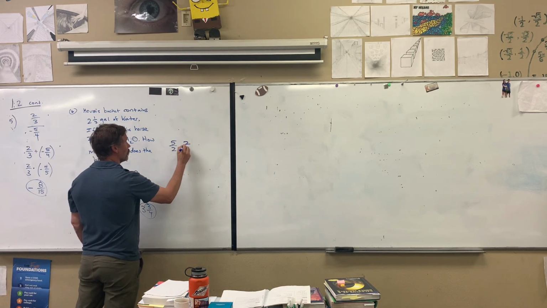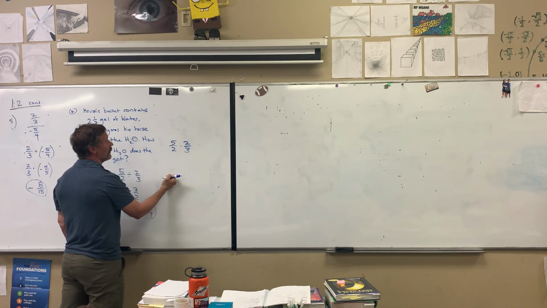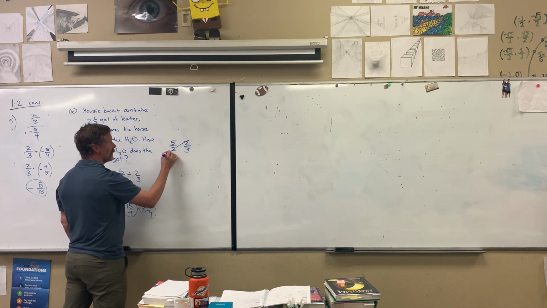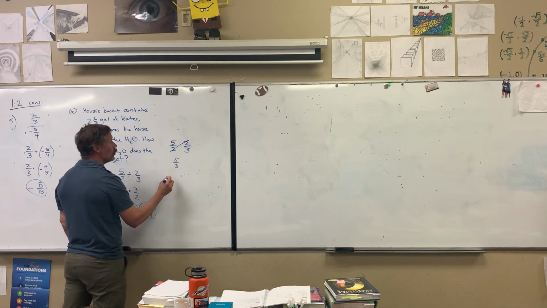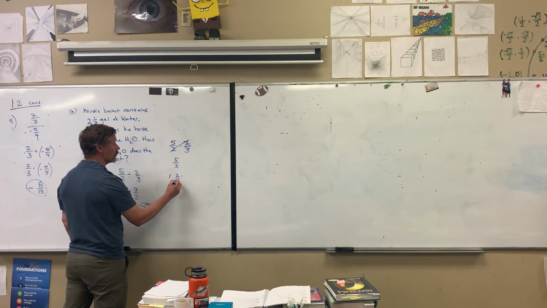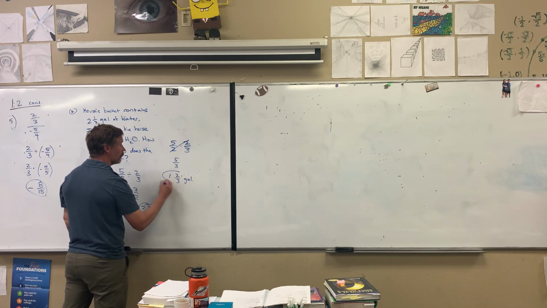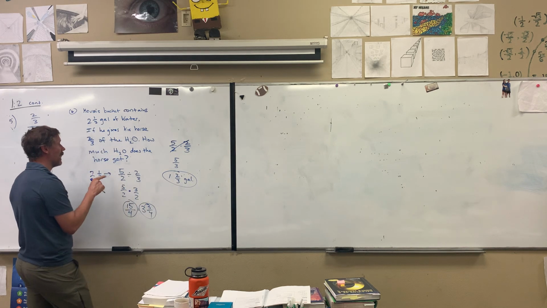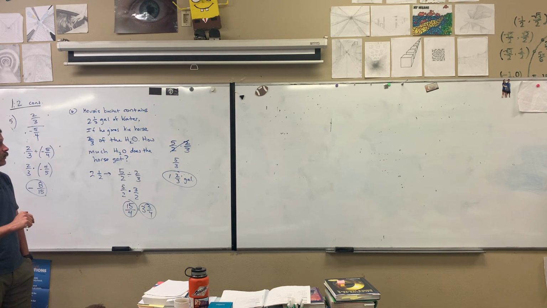Multiply by the 2/3. Let's try that. Instead of dividing by the 2/3, you multiply, so you cross cancel, and you get 5/3, which we then say is 1 2/3 gallons for our answer. So if you started with 2.5 and gave the horse 2/3 of.